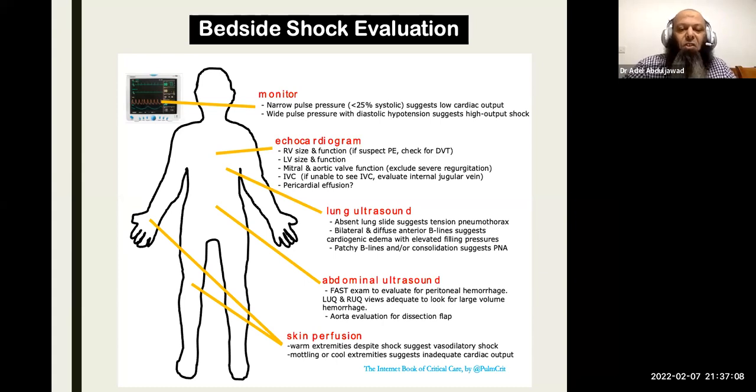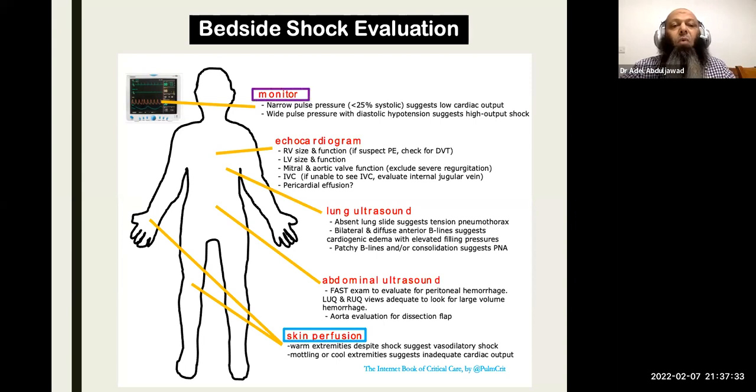Because at the end we are physicians, we are intensivists, and we are at the bedside. So usually we start with the clinical exams. From the previous lecture or part 1, we have an idea about the role of skin perfusion regarding the warm extremities or mottling or cold extremities, capillary refill time.